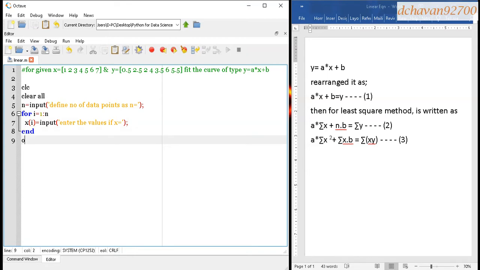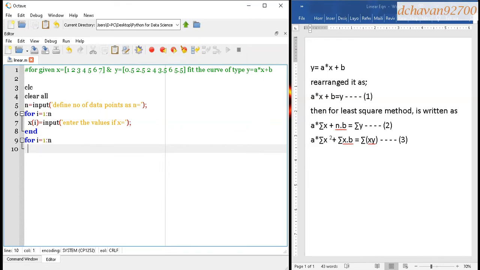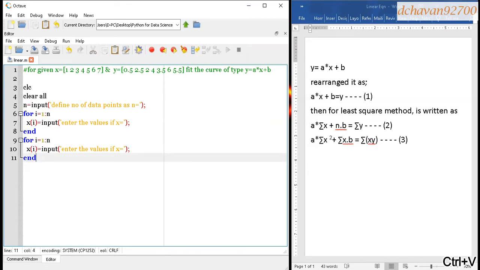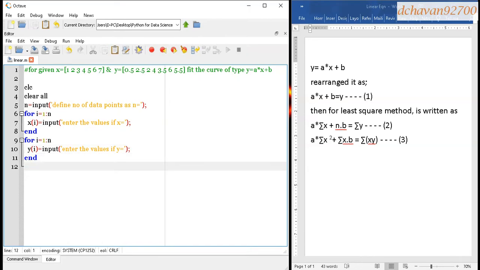Then again we use another for loop in which we define the values of y: for i equals 1 to n. We copy the same loop and just replace x by y, because here we define the values of y. Next we have to perform the summations.